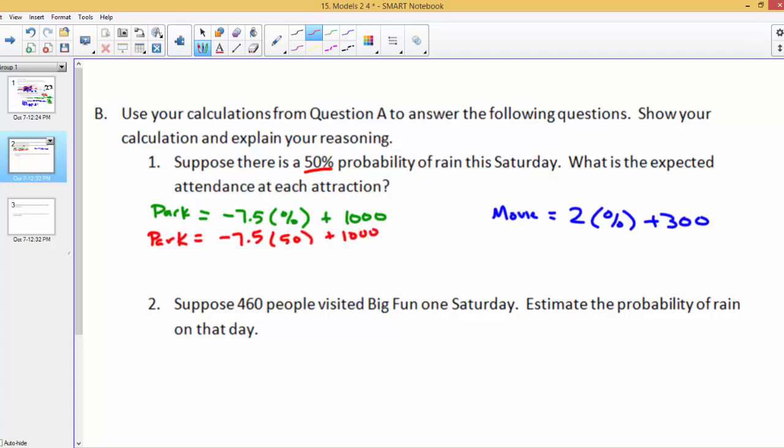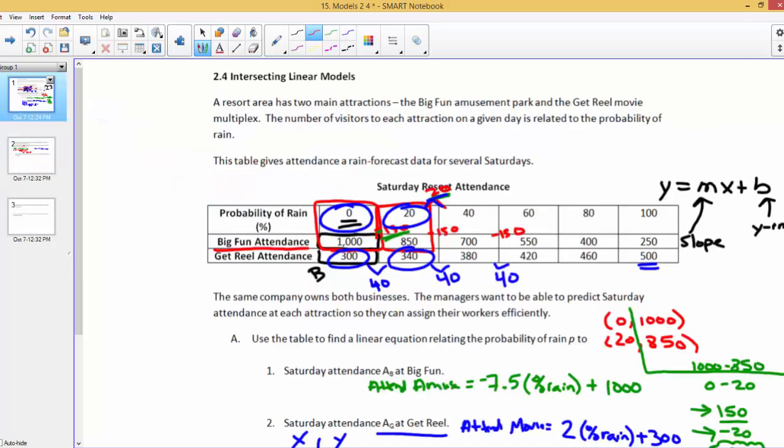And negative 7.5 times 50 is negative 375. And if you take 1,000 minus 375, you get 625. So that means this ordered pair is 50 gives 625 people. A 50% chance of rain, 625 people will show. So you can put 50 right here and put 625, and that's looking pretty right on.